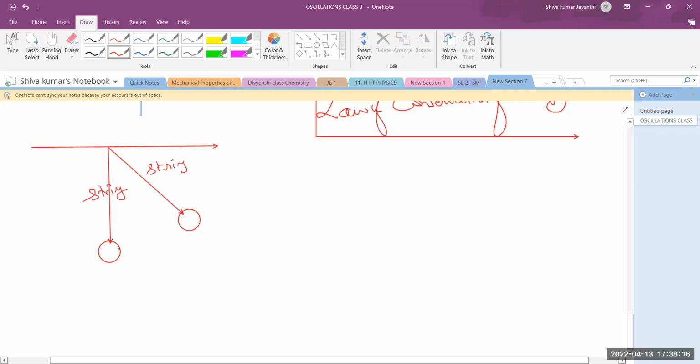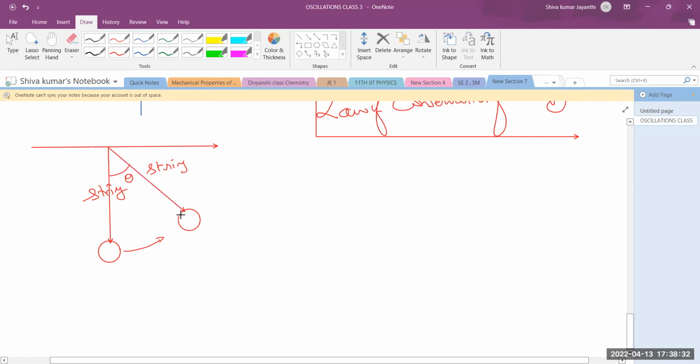And then what? You give it a push, that's it. It will go to one extreme and then it will start oscillating. It will get an angular displacement theta. So then what happens? It will oscillate. It will not stay there like that. It will oscillate like this.